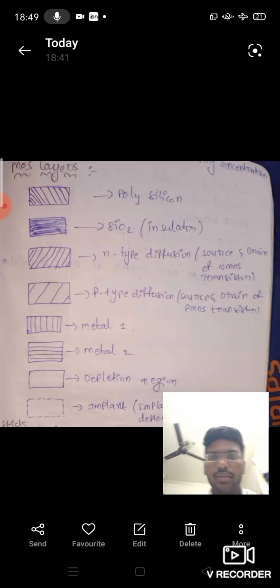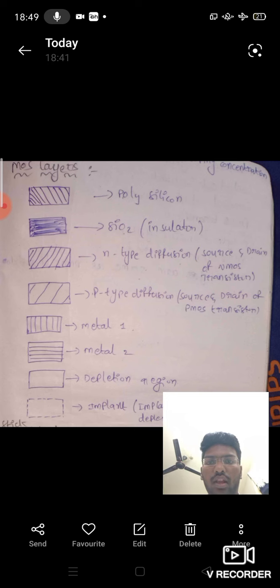These are some of the MOS layers. If the lines in the metal are in this direction, it is known as polysilicon. The second one is the symbol of SiO2. If the space between the lines is very small, then it is known as n-type diffusion. If the space between the lines is very large, then it is known as p-type diffusion. These are the symbols to indicate n-type diffusion and p-type diffusion.